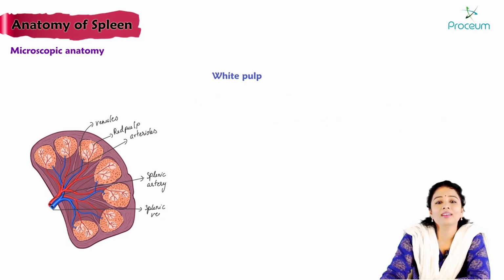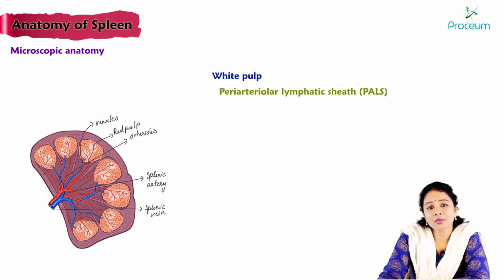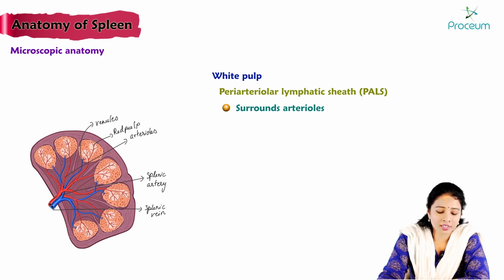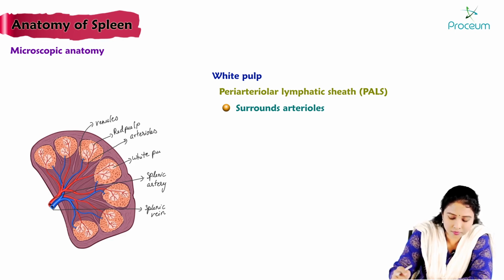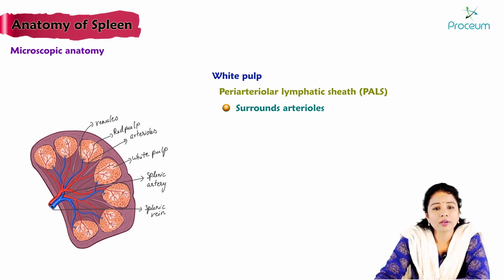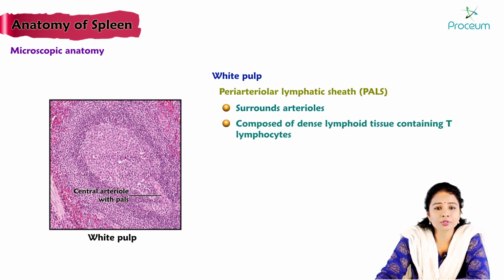White pulp, periarteriolar lymphatic sheath, which is shortly called PALS, is called the white pulp, which surrounds the arterioles. So around the arterioles we see the white pulp. So white pulp is composed of dense lymphoid tissue mainly containing T lymphocytes.